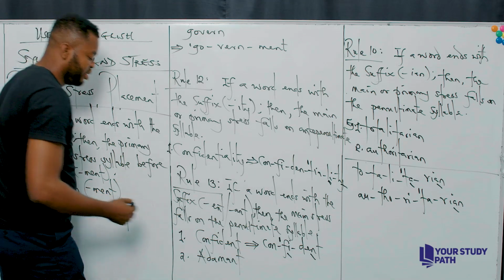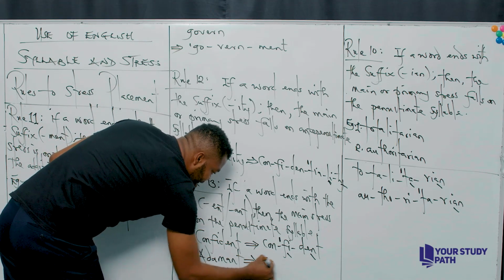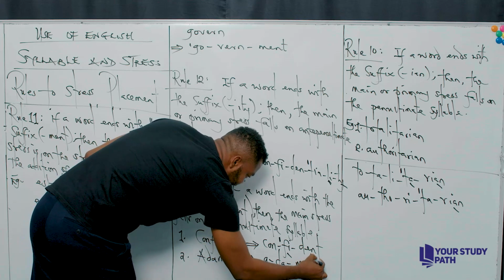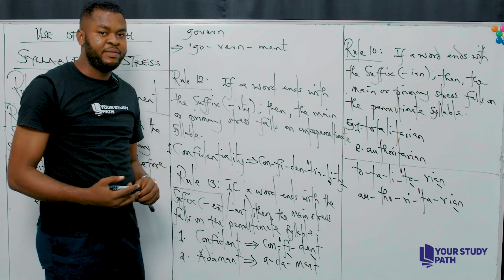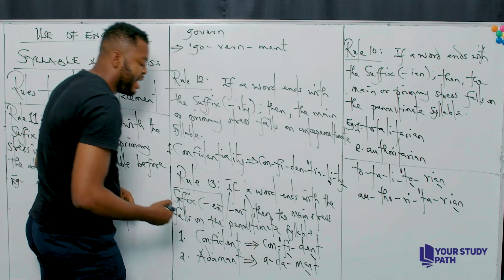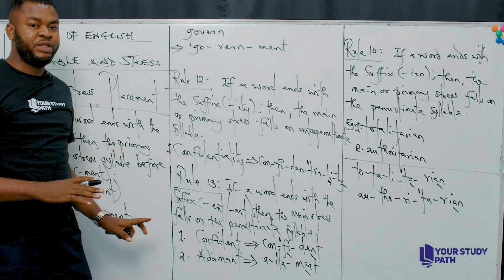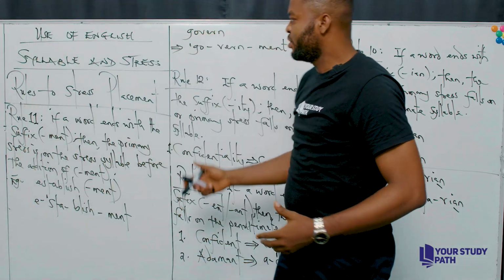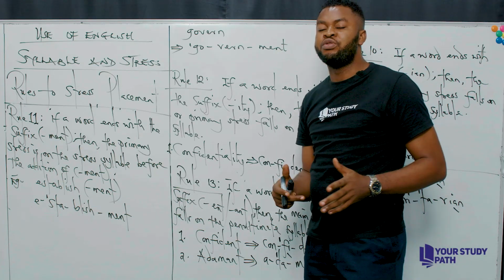Now, look at the next word. You have adamant. Syllabic division: a, da, mant. In this case, the word ends with ant. Is that understood? Here, this is the last syllable, mant, and the second to the last syllable is da. I hope this is understood. Now we've taken 13 rules so far on the rules to stress placement.